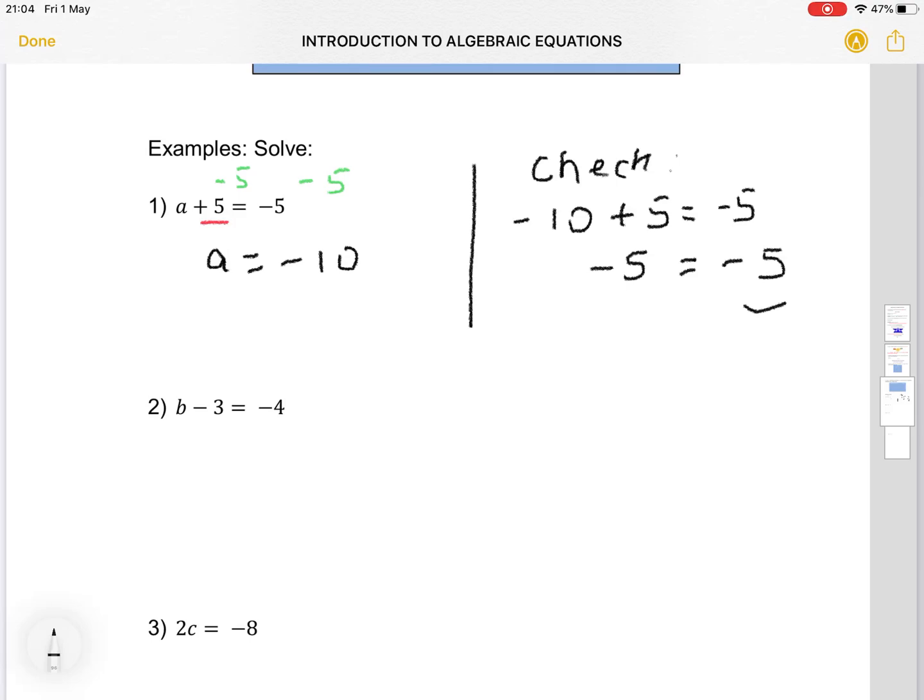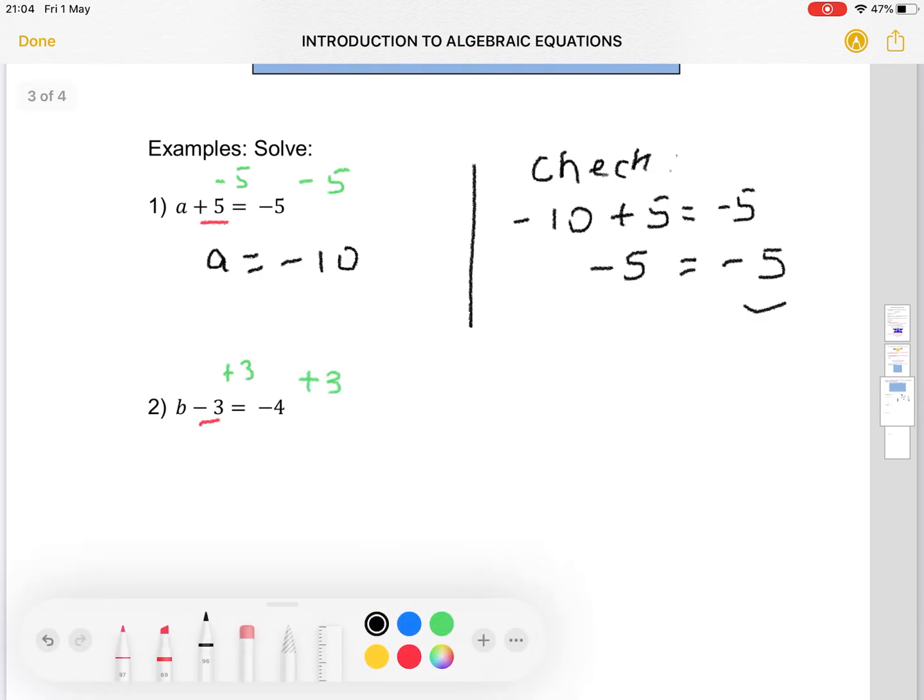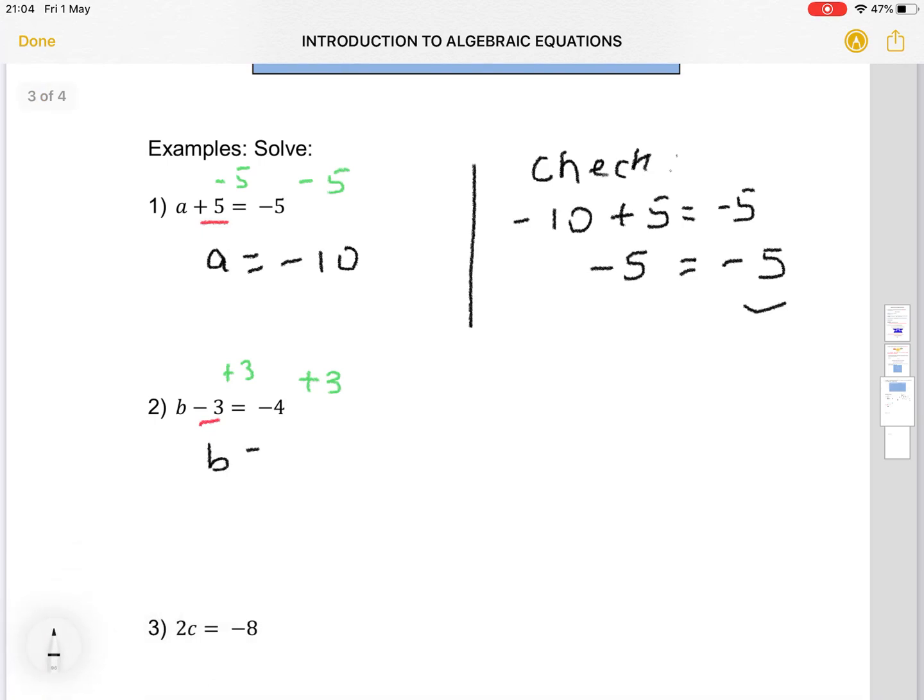B minus 3 is equal to negative 4. To solve that equation, we must bring B on its own in that equation. So we must remove the minus 3. To remove the minus 3, we need to add 3 to both sides. So on the left hand side, I end up with B minus 3 plus 3. That becomes equal to B, equals negative 4 plus 3 on the right hand side.